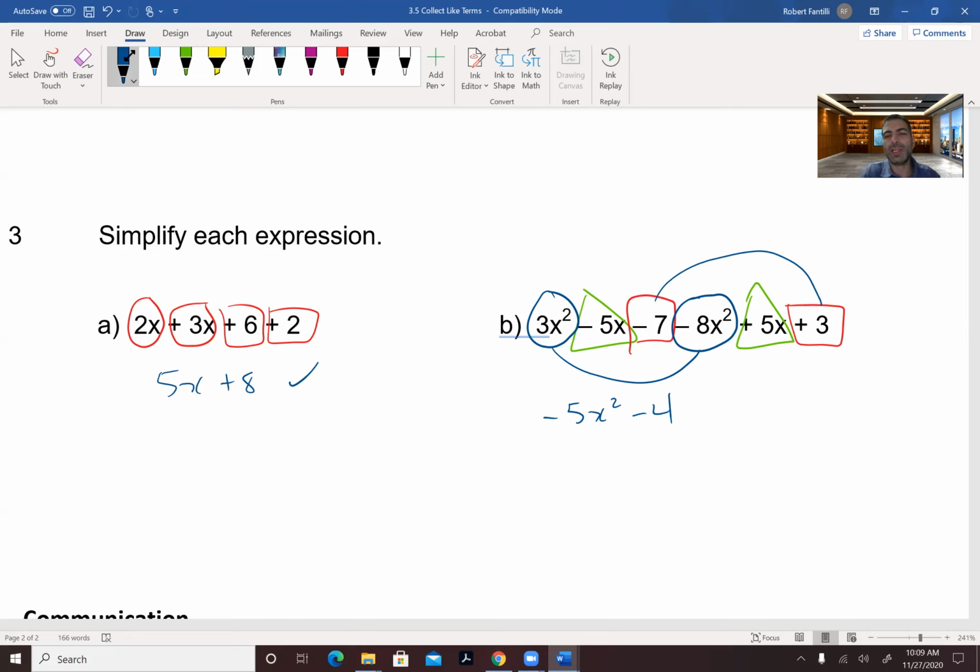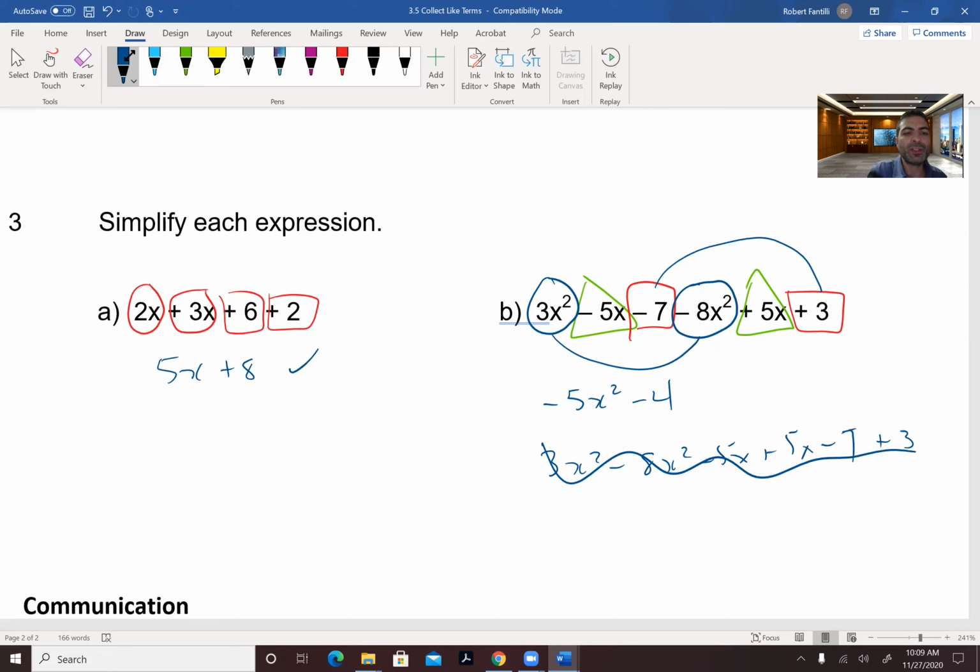Some teachers will ask you guys to write that out slowly, like 3x squared minus 8x squared minus 5x plus 5x minus 7 plus 3. You could do that if you like. I don't require that because sometimes you write things too many times and you make a silly mistake, and now you're going to collect like terms improperly. So for me, I don't care about that step.